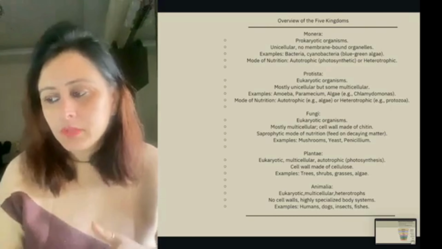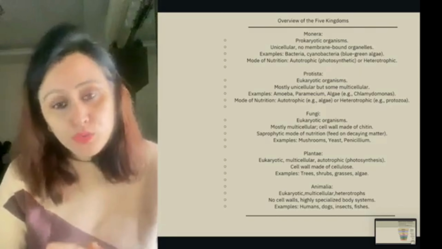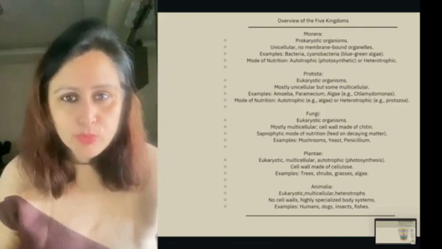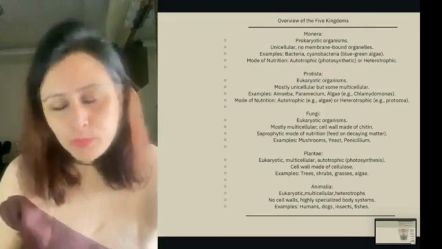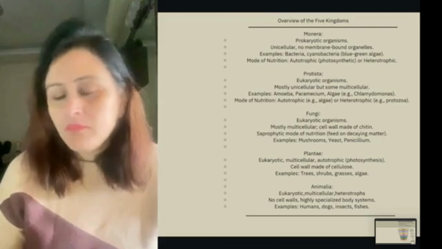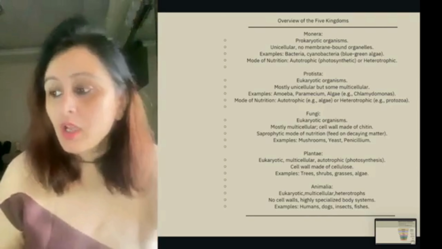Next we come to the kingdom Plantae. Eukaryotic है, multicellular है, autotrophic, as we all know कि plants undergo photosynthesis. They have autotrophic mode of nutrition. Cell wall is made up of cellulose. जैसे कि example trees, shrubs, grass and so on, right?